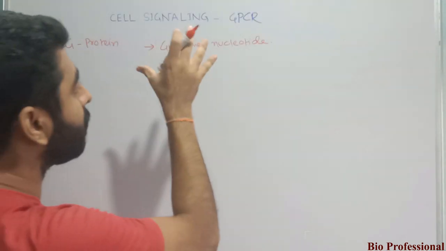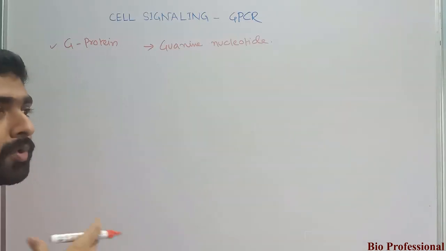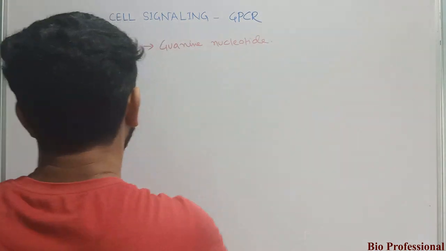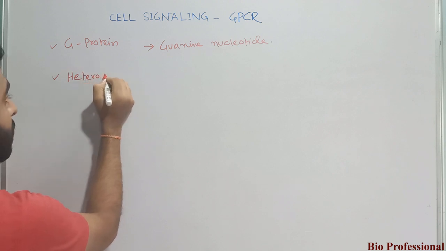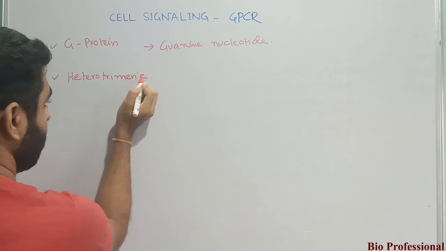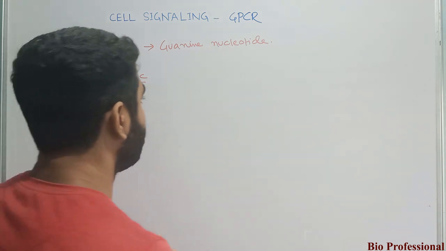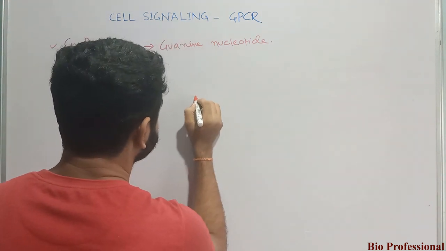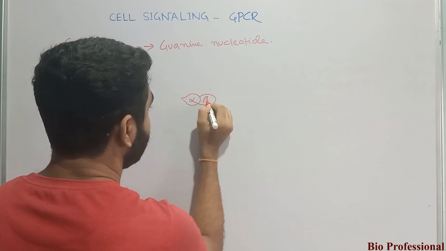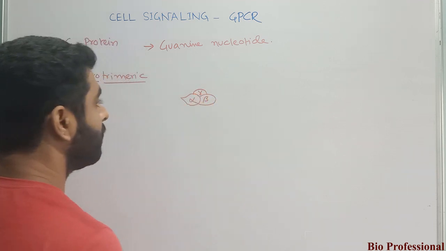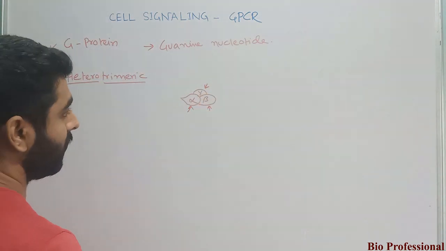Now the G protein that is involved in the GPCR and the signaling process, let us know the structure of this G protein. So this is basically a heterotrimeric G protein. Hetero means different and trimeric means three, so it has three different components. It has one alpha component. Let's say this is the alpha, this is beta, and this is gamma, right? The alpha component is the largest, then beta, and then gamma. Gamma is the smallest one.